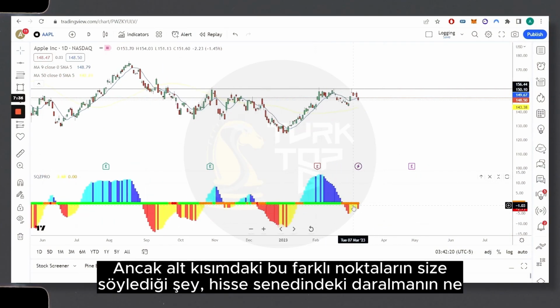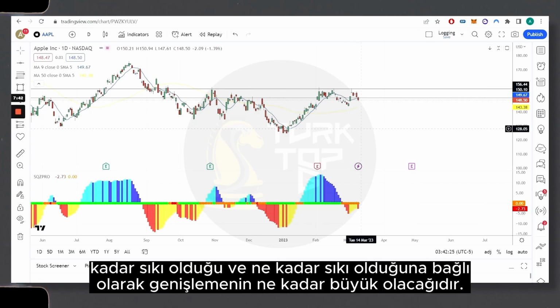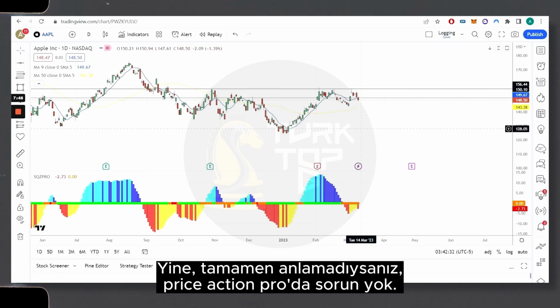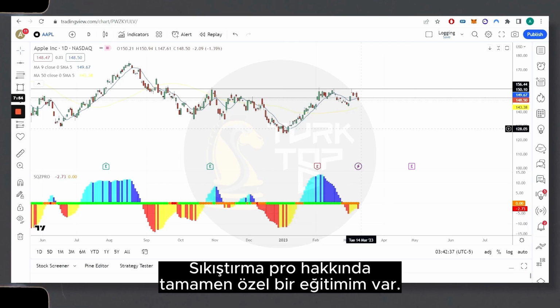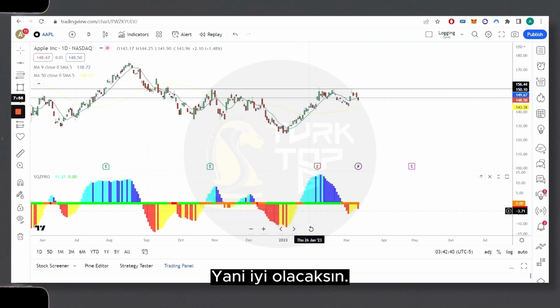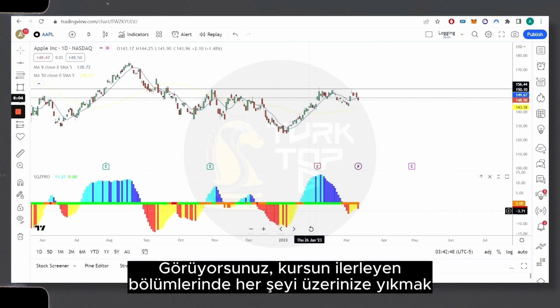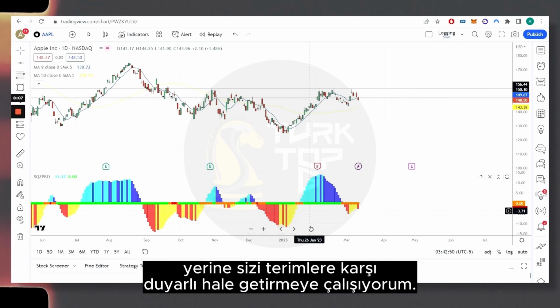What these different dots on the bottom tell you is how tight the contraction in the stock is, and based on how tight it is, how big the expansion will be. Again, if you don't completely understand it, that's fine. In the Price Action Pro, I have a fully dedicated tutorial on Squeeze Pro. So you will be fine. I'm trying to desensitize you to the terms rather than throwing it all at you later in the course.